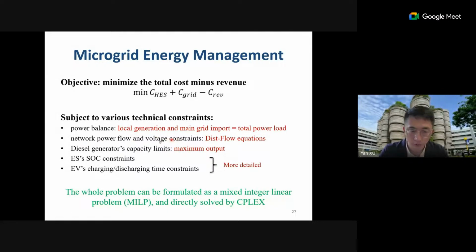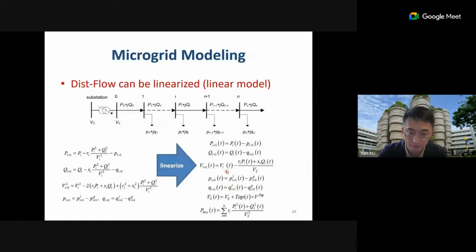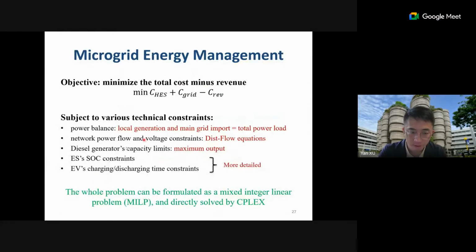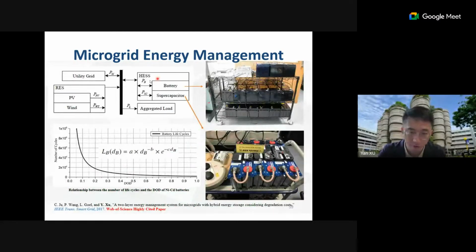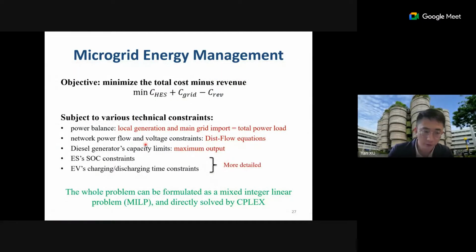And the network power flow and the voltage constraints are denoted as the linearized distribution power flow model. And we have, of course, the constraints, including the diesel generators' capacity constraint. Here, actually, we can also consider the diesel generator. You remember in our microgrid project, we have a Rolls-Royce diesel genset. So we need to model the upper and the lower capacity bound.